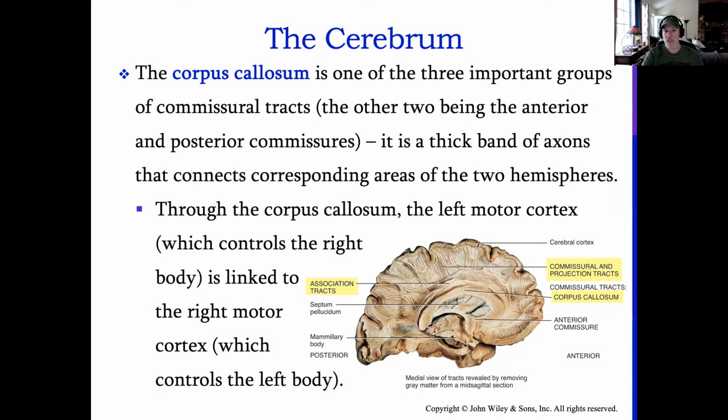Again, association tracts, you can see them running front to back right here. Your commissural tracts are going to run across, side to side. Then you can see these projection tracts running from deep to superficial. Again, this is how the brain is going to communicate within itself. The gray matter is the thinking part. The white matter is the communication part.